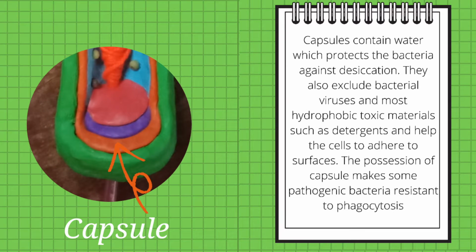Capsule contains water which protects the bacteria against desiccation. They also include bacteria, viruses, and most hydrophobic toxic materials such as detergent, and help the cell to adhere to surfaces. The position of the capsule makes some pathogenic bacteria resistant to phagocytosis.